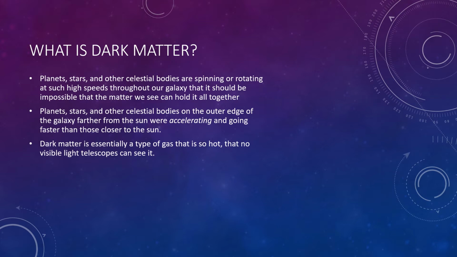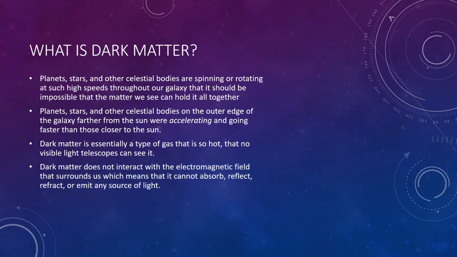That's when astronomers started to question: there must be something we're missing. There must be something that's keeping us together, like a kind of glue that's holding our universe together. And that's when we get the notion of dark matter. Dark matter is essentially a type of gas that's so hot that no visible light telescopes can see through it. This dark matter does not interact with the electromagnetic field like the visible matter that we know, which means that it cannot absorb, reflect, refract, or emit any source of light whatsoever. This is why we cannot see it, because it's beyond the visible light spectrum from 400 to 700 nanometers that we can see.